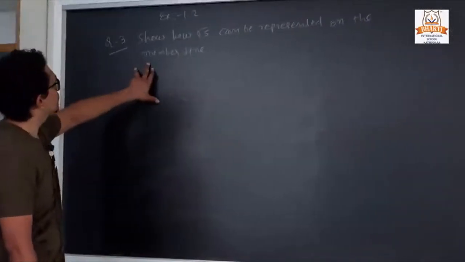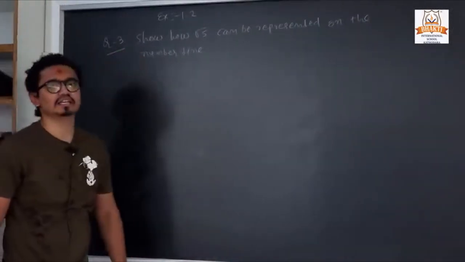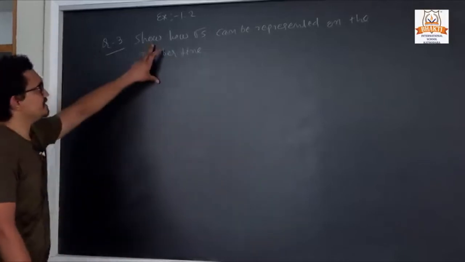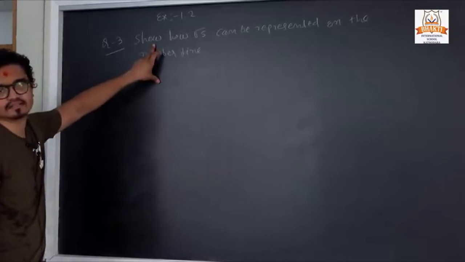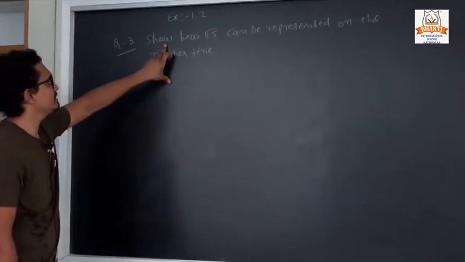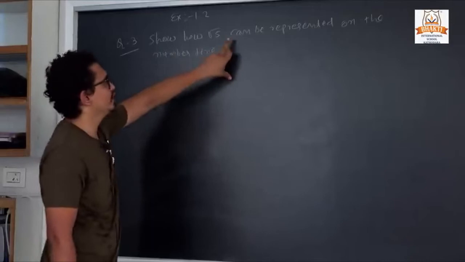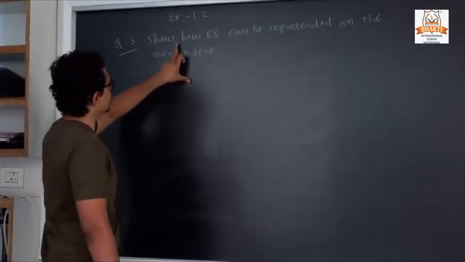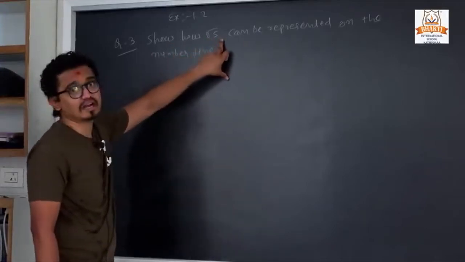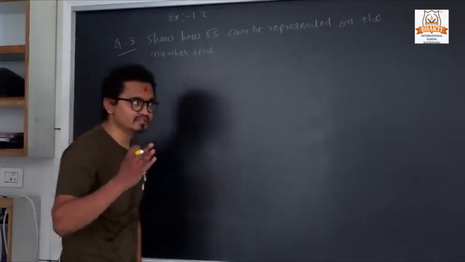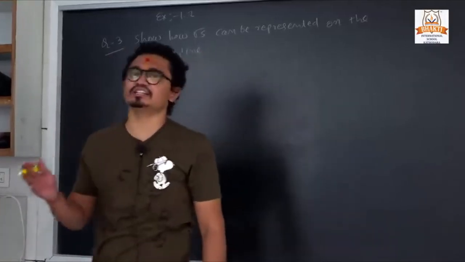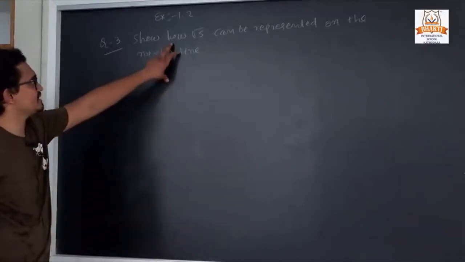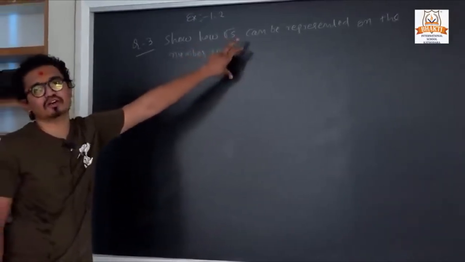Okay. So now question number 3 from exercise number 1.2. The same question we discussed in the previous lecture. In the previous lecture, we represented root 2 on a number line by using the Pythagoras principle. So similarly, we can also represent root 5 on a number line. So it means every irrational number we can represent on a number line. So now we can start. How can we represent root 5 on a number line?